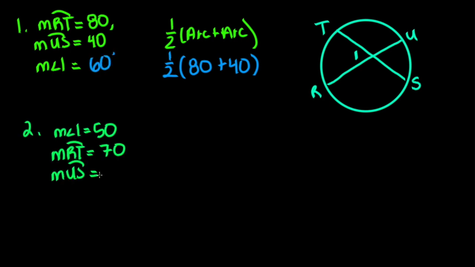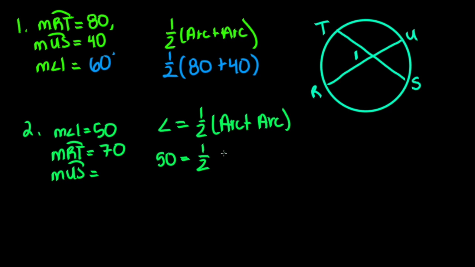All right, so for our second problem, we are told that the measurement of angle 1 equals 50, the measurement of arc RT is 70, and we need to find the measurement of the remaining arc. We can go ahead and use this exact same formula, except that the known variables are going to be a bit different. So remember that our angle is going to equal 1/2 of arc plus arc. So if we just plug in our known values, we're going to have that 50 equals 1/2 of 70 plus the measurement of US, which we can label as X.